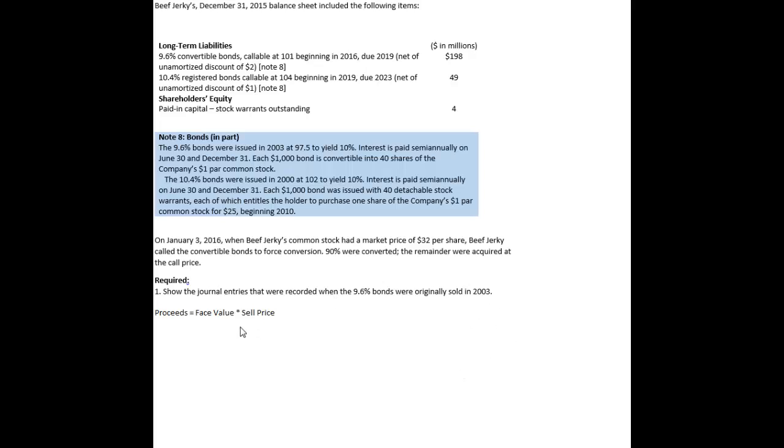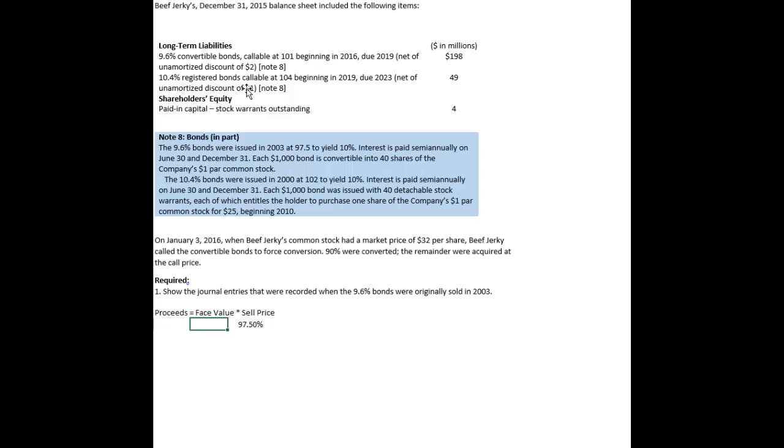But what I do know is that the cash we originally received when we issued the bonds is a function of the face value of the bonds times the selling price. And we're told the selling price right here as 97.5% of the face value. So I'm going to put 97.5% right here. I just need to figure out what the face value of the bonds are.